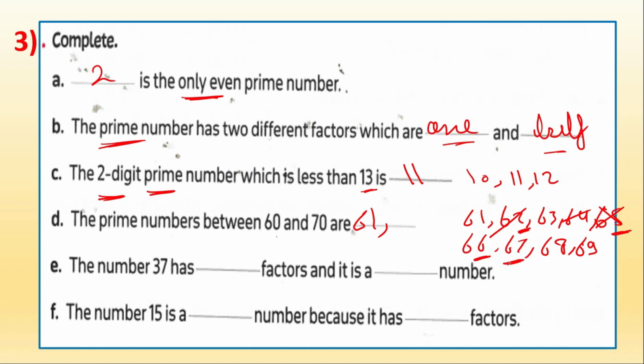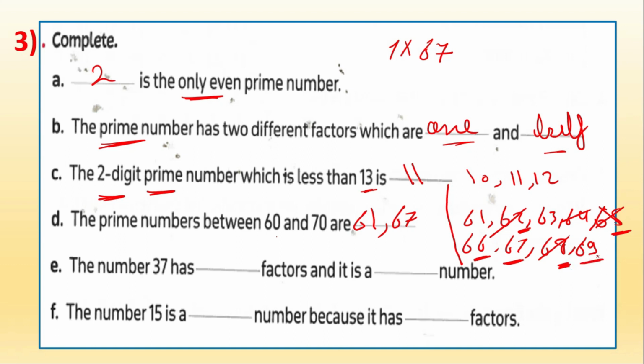67 is a prime number. You can find it in the timetable. Any numbers except 1 times itself. Okay, so 67 is a prime number. Okay, 68, 8 is an even number. So you can find more than two factors.